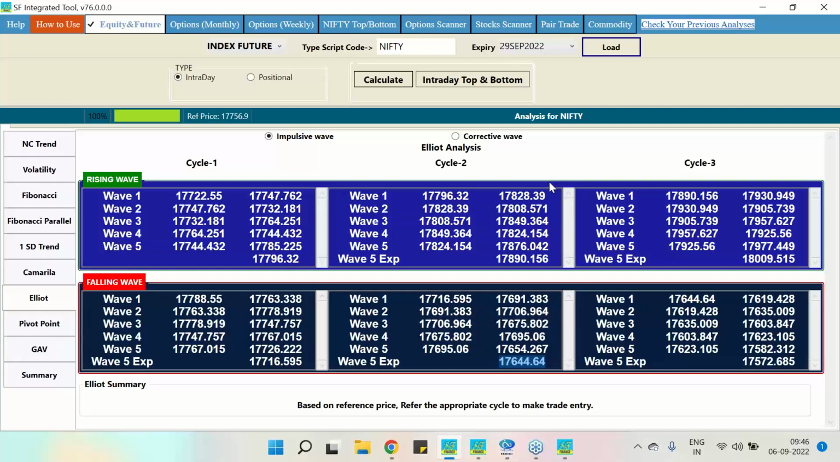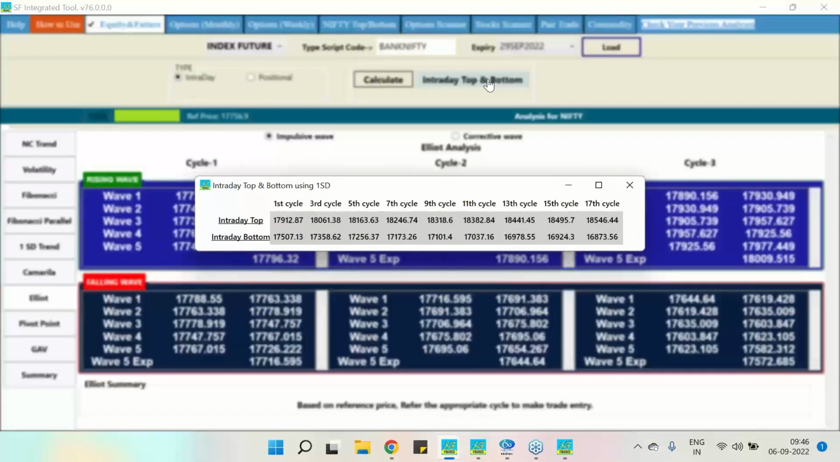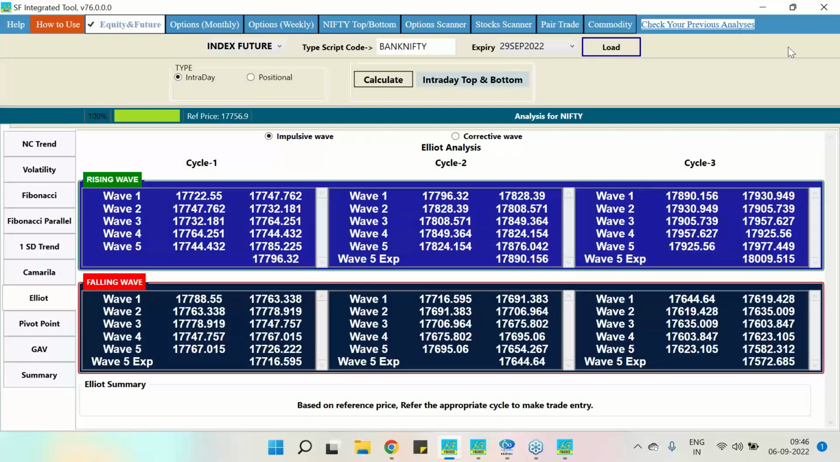You can take a photo of this, so you can cross check at the end of market how far it is true. And second part, we'll go for the intraday top and bottom. Today the intraday top is placed at 17,913 and the bottom is placed at 17,507. If this breaks, you can get till the 5th cycle or 7th cycle. So this is the intraday top and bottom for today for the Nifty.